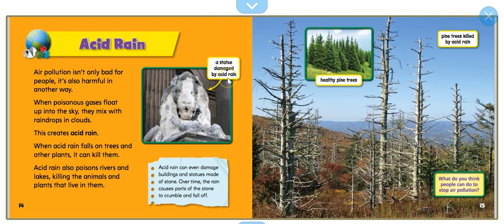Caption. A statue damaged by acid rain. Caption. Acid rain can even damage buildings and statues made of stone. Over time, the rain causes parts of the stone to crumble and fall off. Caption. Healthy pine trees. Caption. Pine trees killed by acid rain. Caption. What do you think people can do to stop air pollution?